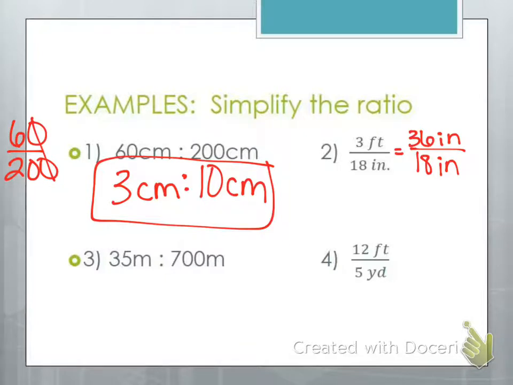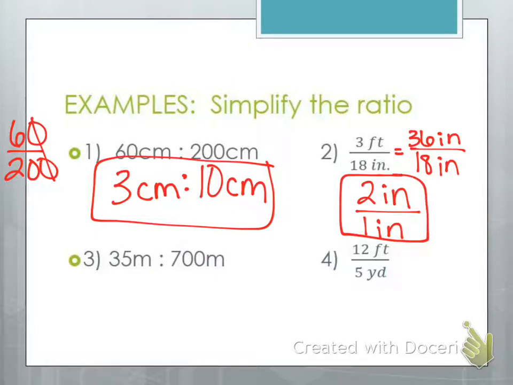Now that we've got them both as inches, we can simplify. Keon? You can divide them both by 18. Good. What is 36 divided by 18? 2. 2, and 18 divided by 18 is 1. Now I would put a star by this, circle it, something.